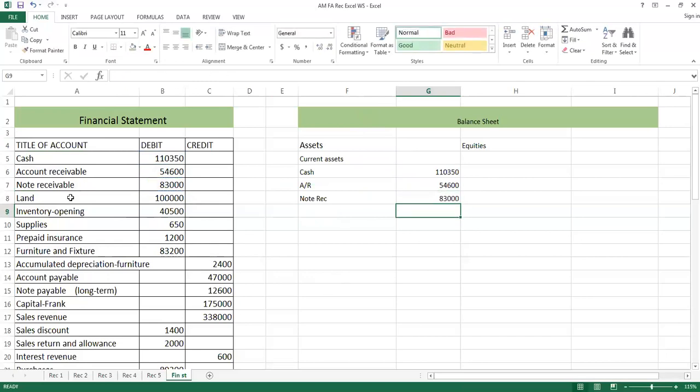Now land is a part of fixed assets, but supplies and prepaid insurance, these two are also part of current assets. So I will also report them over here.